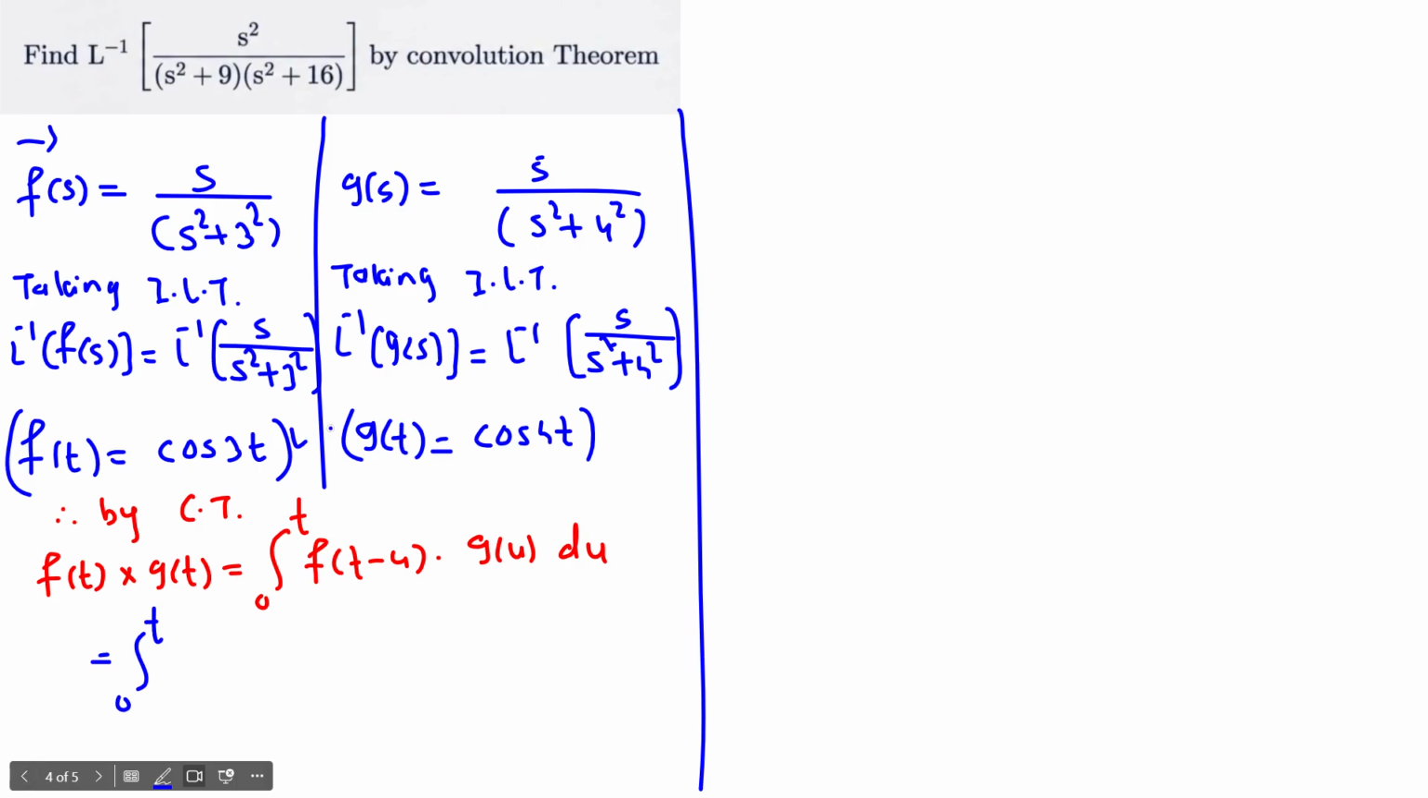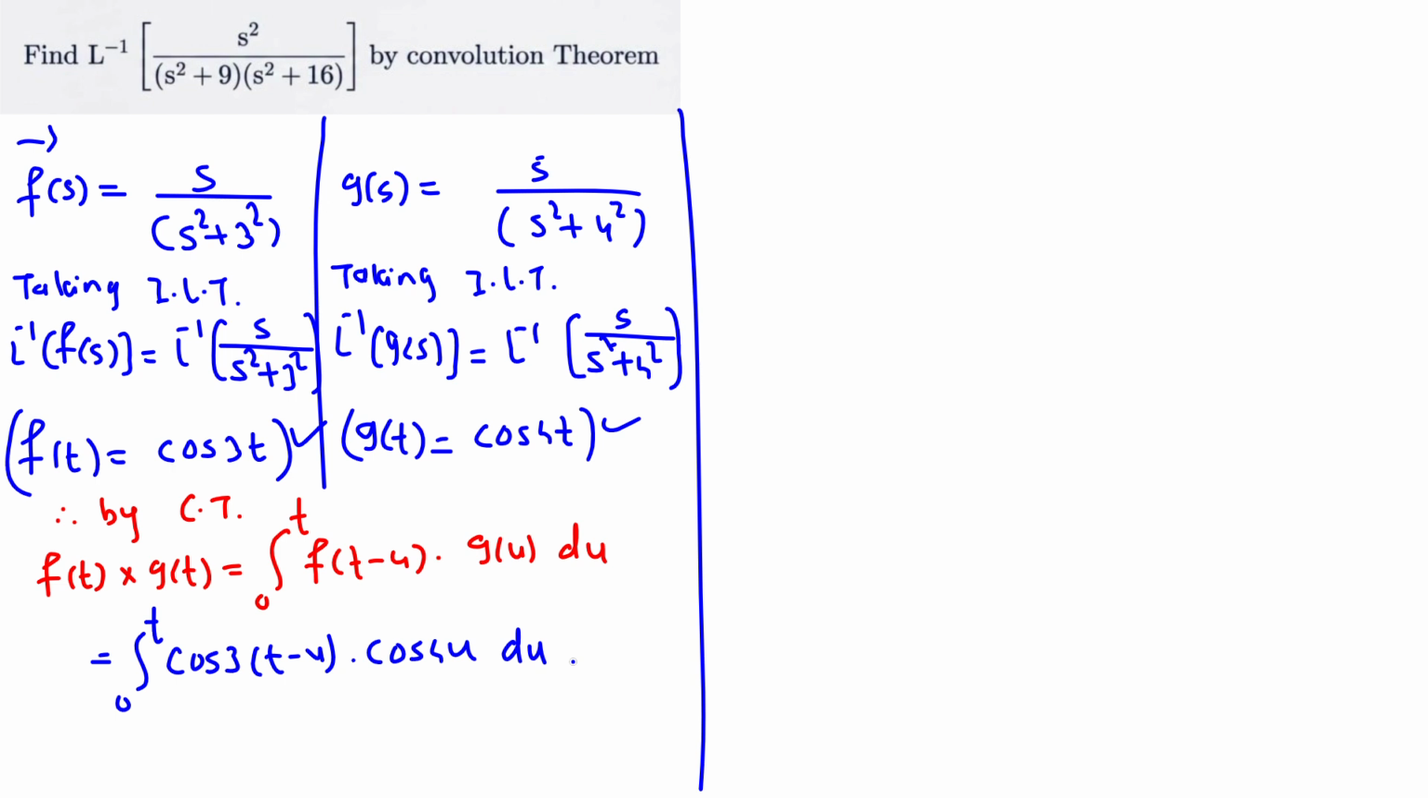Now you can see here in f of t they have given one equation, cos 3t. So now what I'm doing, in cos 3, instead of t you have to put t minus u. Into g of u, means in g of t replace t by u, so you will get cos 4u. Instead of t, I am putting u, and du.